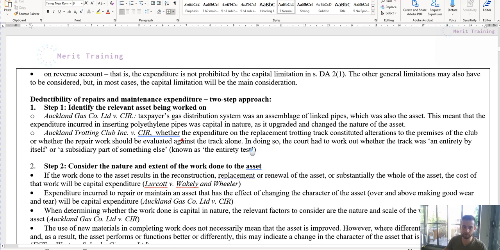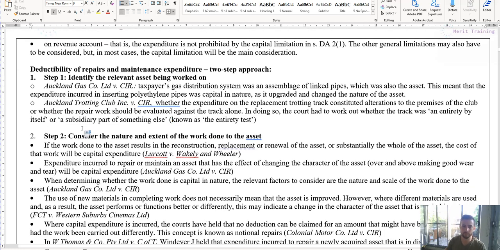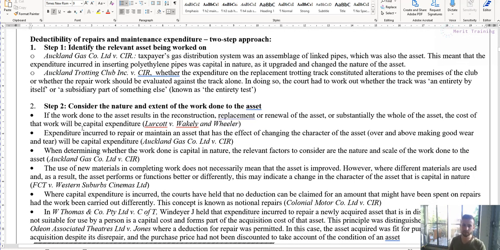So we need to do this because in some cases, in case law, we've got an issue: is this part of the same asset or is this a completely new asset? So for example, with the vat and the pressure hose, is that a component of the vat or is that a separate asset, right? So in some cases, if it's a completely different asset, you treat it as a capital item, right? So that's the first question you need to ask: is it a different asset or is it something else? So this is known as the entirety test, which was developed in the Auckland Trotting Club. Okay, so let's assume that it's part of the same asset as per the entirety test.